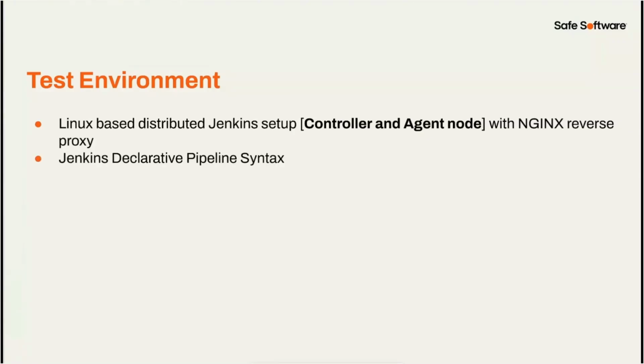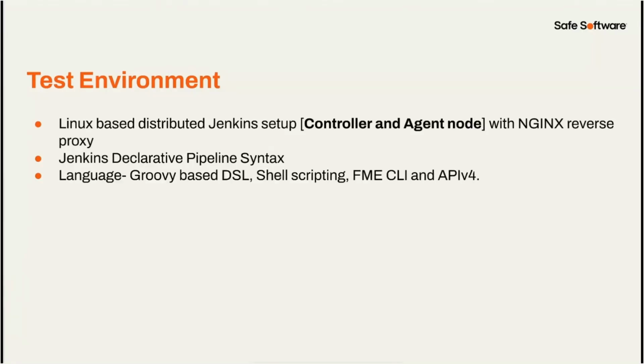And then the type of job we are running on Jenkins is called a pipeline job, and we define a script on the pipeline. The script is written in what's called Jenkins declarative pipeline syntax, which means that it follows a structured block style and it has nested sections for better readability. The Jenkins scripts are based on a language called Groovy. And then within the script, we have shell commands, FME CLI commands, and API calls.